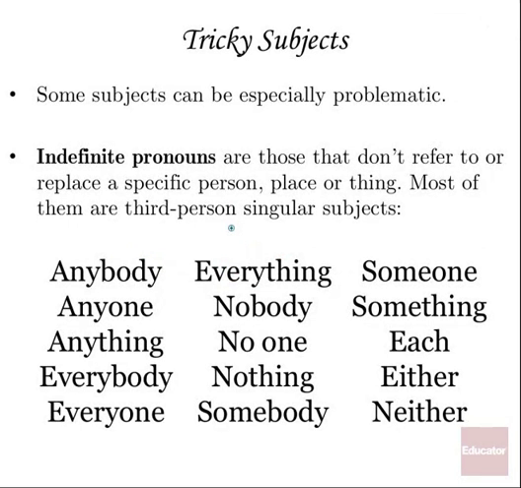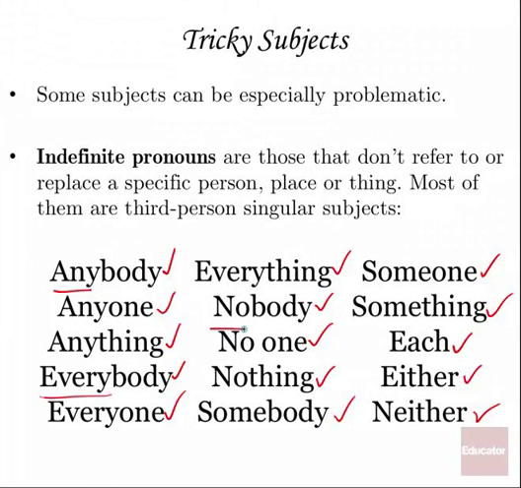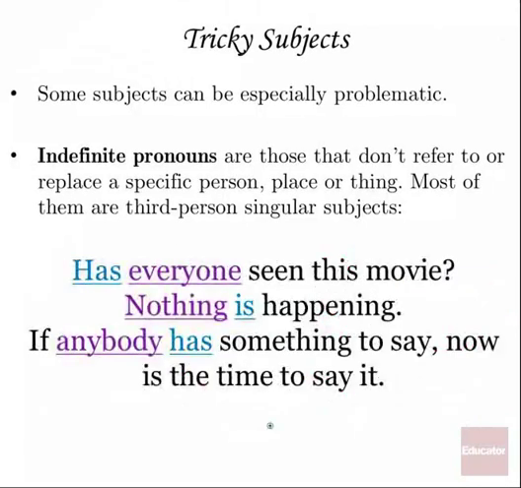All right. Now we come to indefinite pronouns, which we covered in some detail in our lesson on pronouns, but we're going to look at again here. Indefinite pronouns are those that don't refer to or replace a specific person, place, or thing. Most of them are third-person singular subjects. So anybody, anyone, anything, everybody, everyone, everything, nobody, no one, nothing, somebody, someone, something, each, either, and neither. Pay particular attention to the any's, the every's, the no's, and the some's. They are, as a rule, third-person singular.